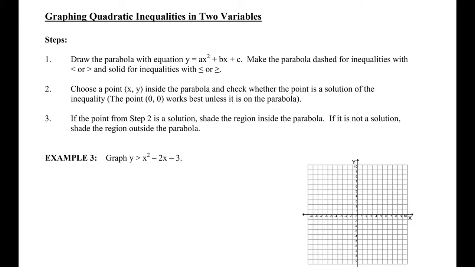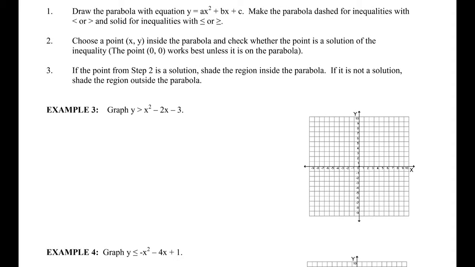Your steps for graphing a quadratic inequality is to first draw the parabola with the equation y equals ax squared plus bx plus c. So you're going to use your steps from standard form on the front of your packet. Then you're going to make your parabola dashed for inequalities with less than or greater than, and solid for inequalities with less than or equal to or greater than or equal to. Next, you're going to choose a test point, x y, inside the parabola and check whether the point is the solution of the inequality. Once again, the point 0, 0 works best unless it is on the parabola. If the point from step 2 is a solution, you shade inside the region. If it is not a solution, you shade the region outside of the parabola. So let's go ahead and follow our steps from graphing.